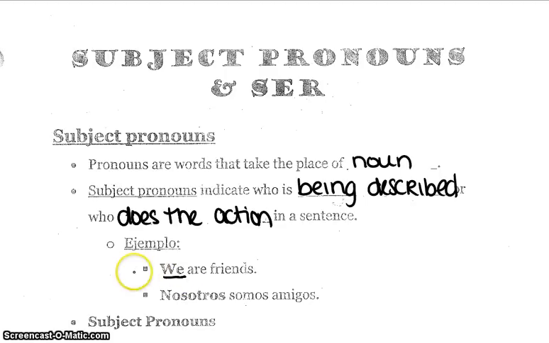We is a pronoun because it is replacing a noun. So for example, instead of we, I could say Sarah and I. Okay, but I replaced it with we. In Spanish, the way we say we is nosotros. So nosotros somos amigos. Nosotros is the subject of our sentence, and we are replacing that subject with a pronoun. So let me go into a little bit further detail.